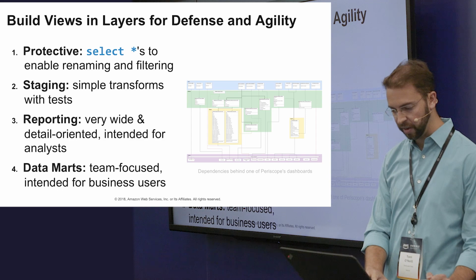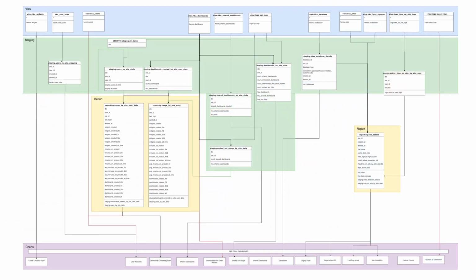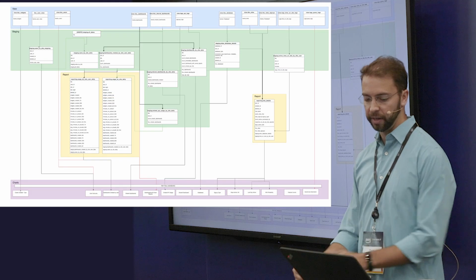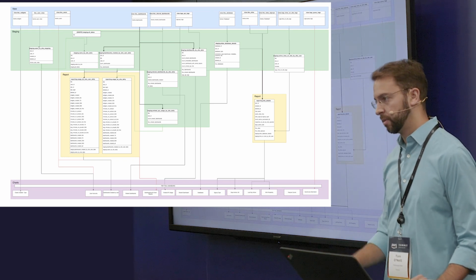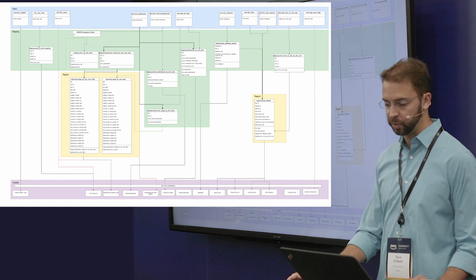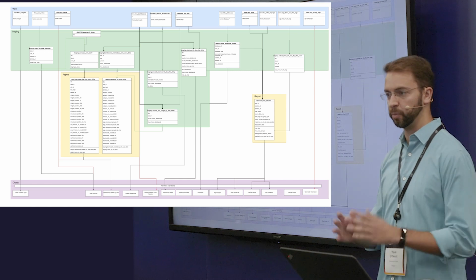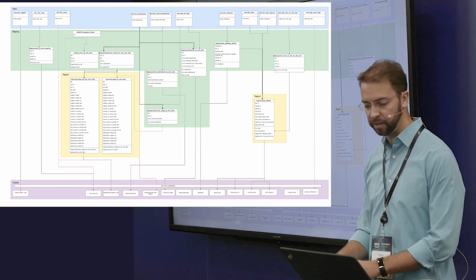We're going to zoom into the graphic on the right. This is a dependency diagram for one of our dashboards at Periscope Data. At the very bottom in purple are charts, and you can see what those charts depend on. Most of them depend on reporting tables in yellow. Some of them also depend on sort of staging tables in green. You see the reporting tables are much longer than the staging tables, and much wider.